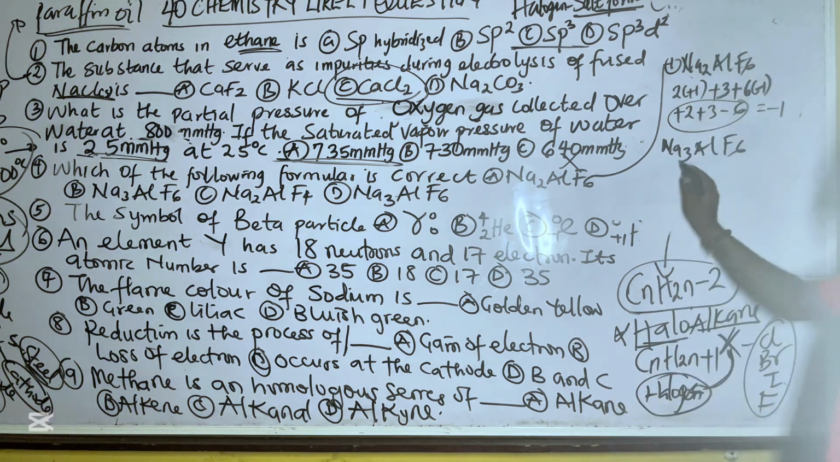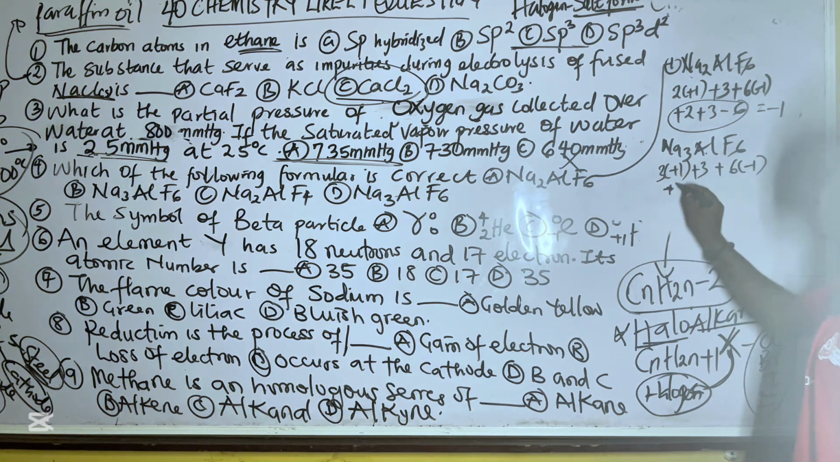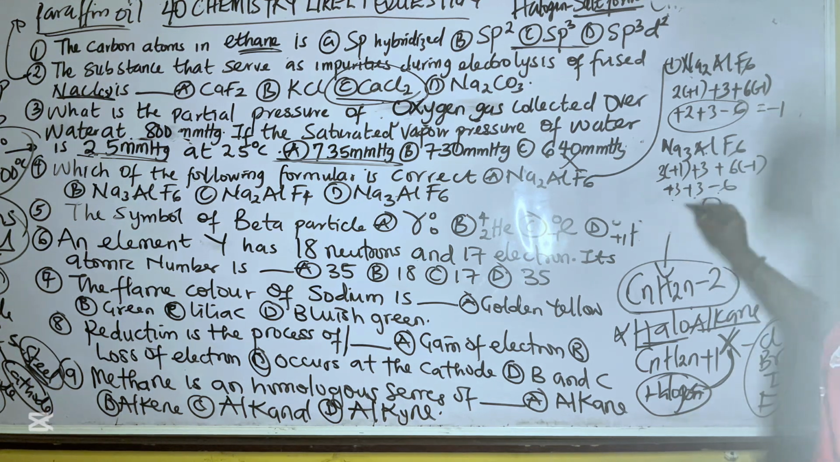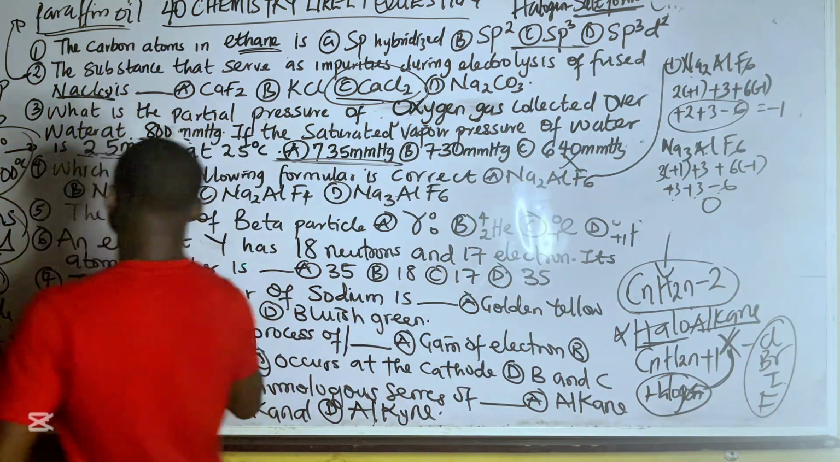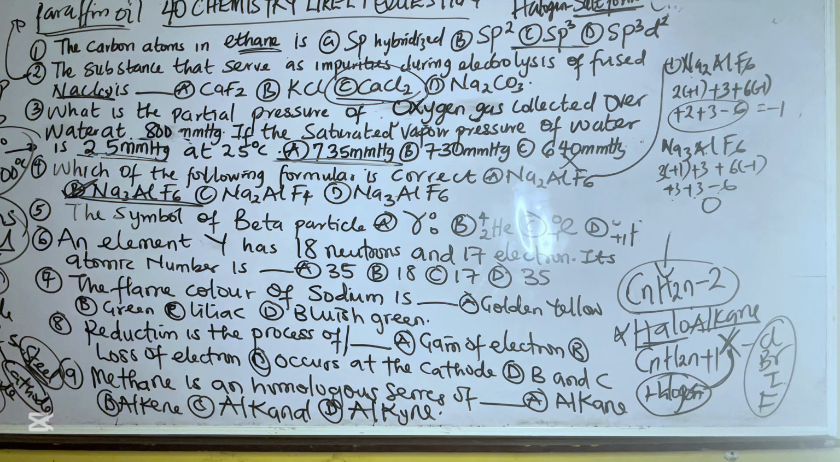Na3AlF6. Let's go. Sodium is plus 1 and there are 3 of them, so 3 times plus 1, plus aluminum is plus 3, then 6 times minus 1. Then this becomes plus 3 plus 3 minus 6. Plus 3 plus 3 is plus 6, minus 6 gives 0. That means this is the answer. This is correct.